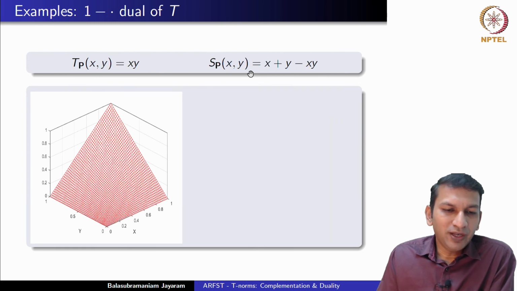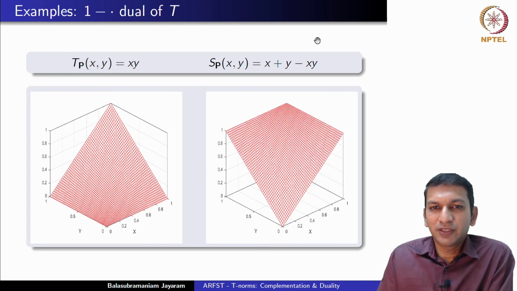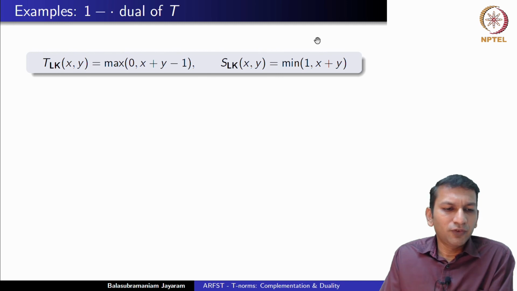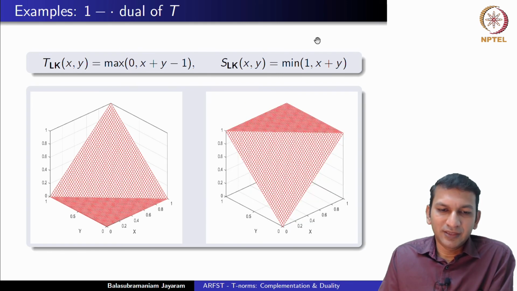The graph of minimum looks like this, the maximum almost the inverted one. In the case of product, this is the corresponding dual T-conorm, x plus y minus xy. The graph of product is on the left and almost an inverted dual of that is the T-conorm, which is dual of the product T-norm. For the Lukasiewicz T-norm, this is the corresponding Lukasiewicz T-conorm.